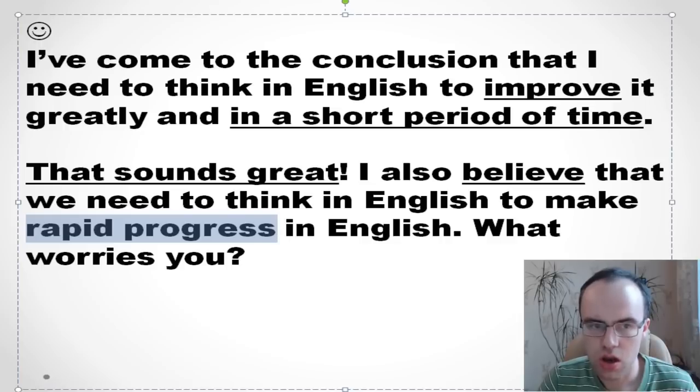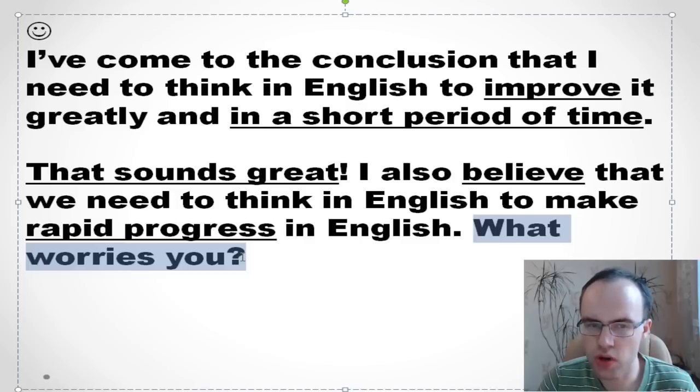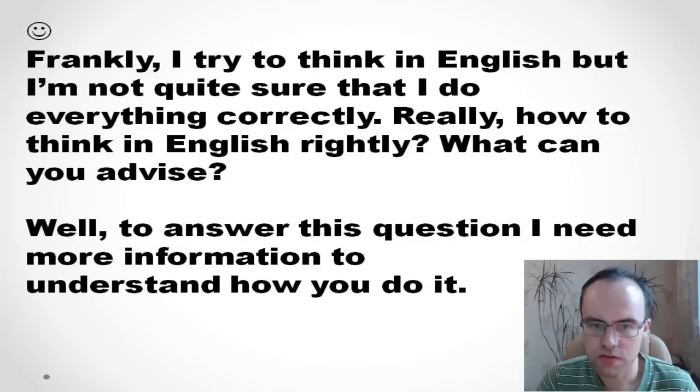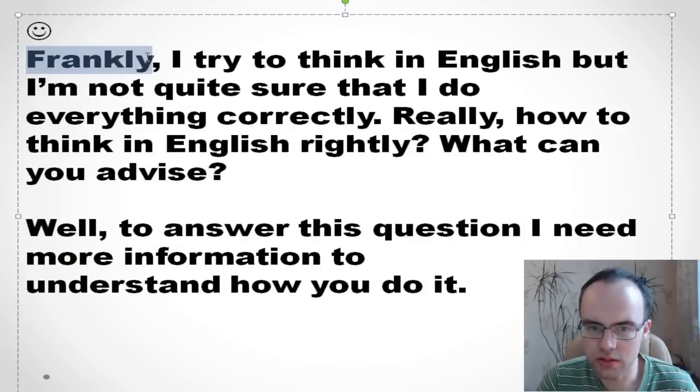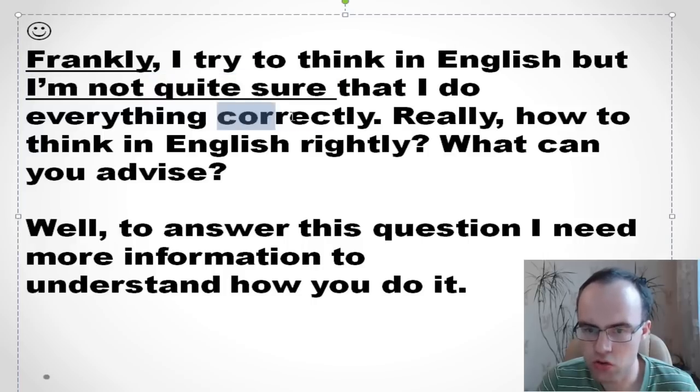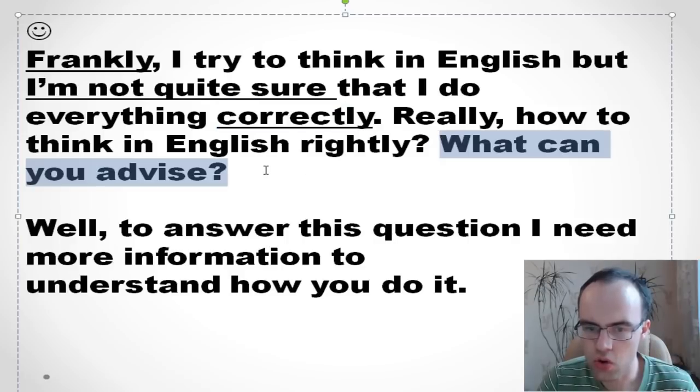Rapid progress in English. What worries you? The structure is correct. So, what worries you? What's the problem? Frankly, or honestly, I try to think in English, but I'm not quite sure. It means that I'm not really sure that I do everything correctly, or rightly. Really, how to think in English rightly? What can you advise or recommend?